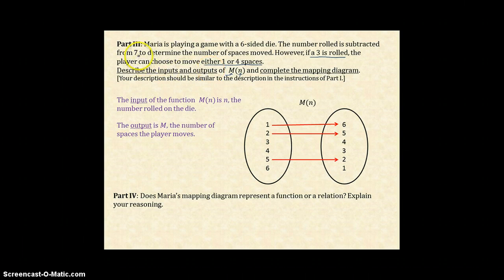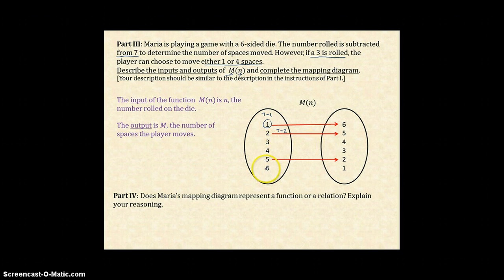So the number rolled is subtracted from 7 to determine the number of spaces. So if you roll a 1, 7 minus 1 is 6. Okay. If you roll a 2, 7 minus 2 is 5. So if you roll a 3, 7 minus 3 is 4.